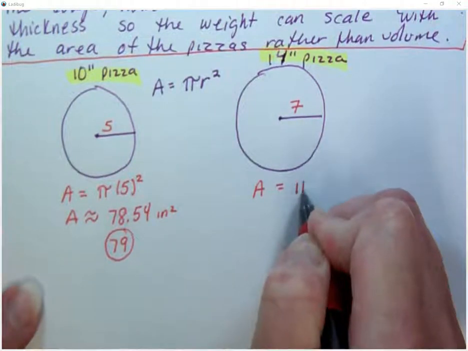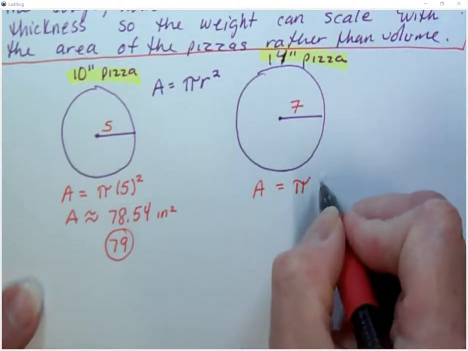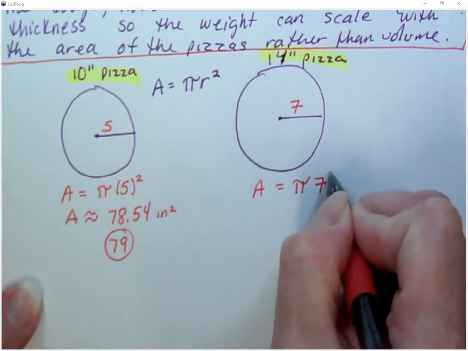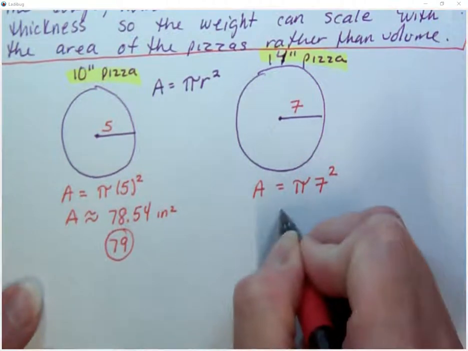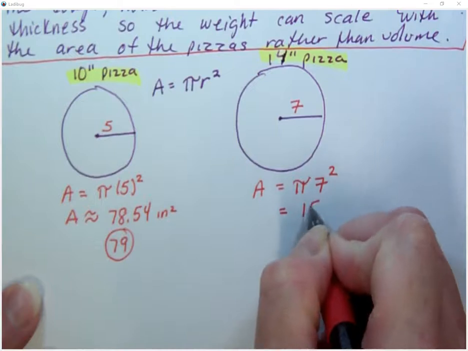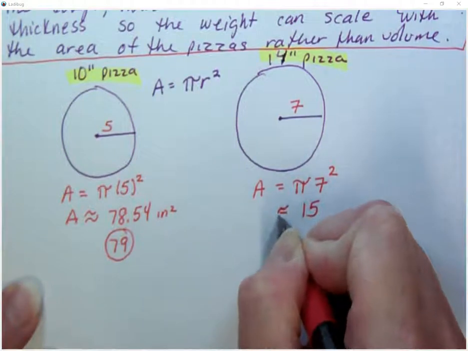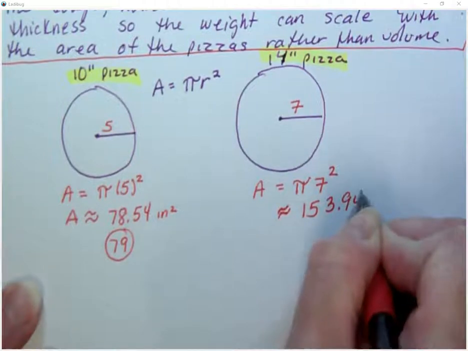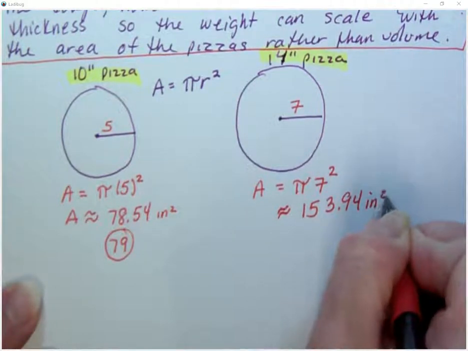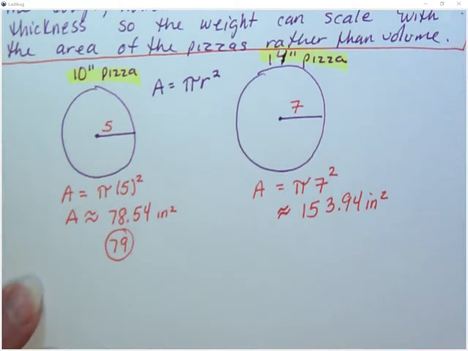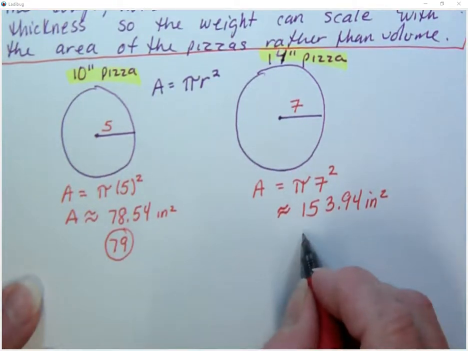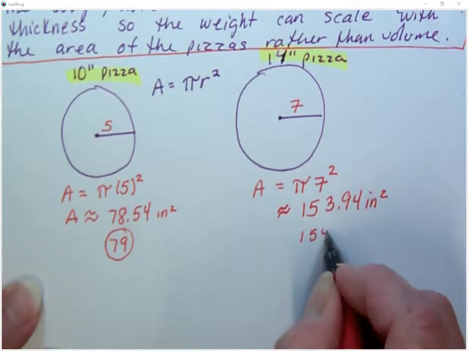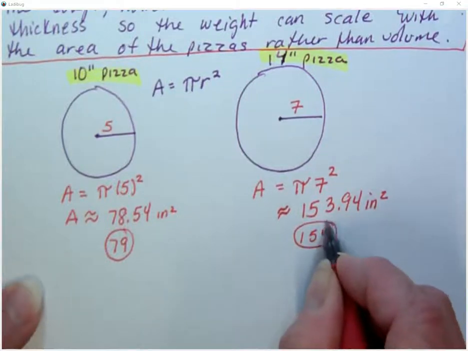Then we have the area for the other pizza. So that's going to come out to be about 153.94 square inches. And so we'll use 154. We'll just round that off a little bit.